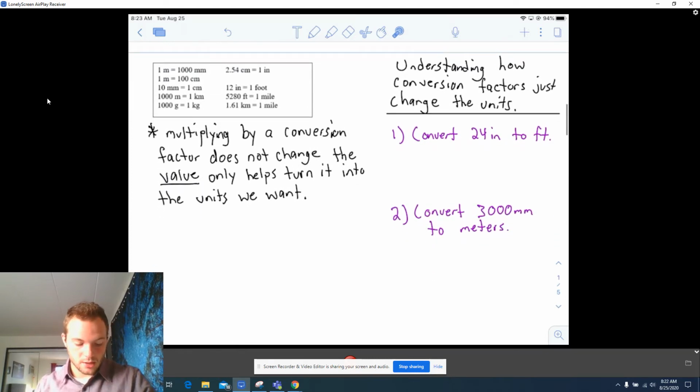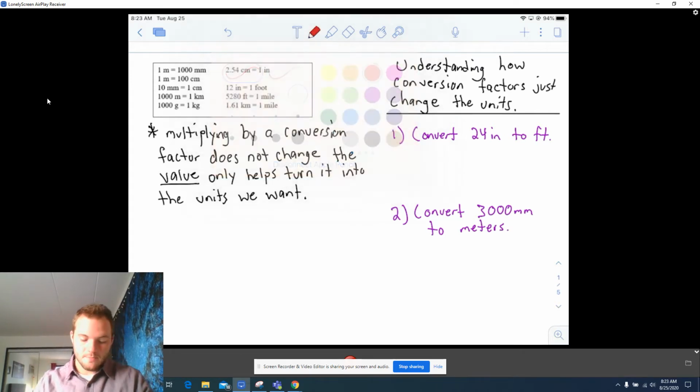So let's come down here. Multiplying a conversion factor does not change the value of a number, which is perfect. What we're doing is we're not changing a value. If I have 24 ounces and I want to convert units, I still want it to be the same amount of liquid. All I want is to get it to be different units. So what conversion factors allow us to do is not change the value of something, but we can use these to turn it into the units that we want.